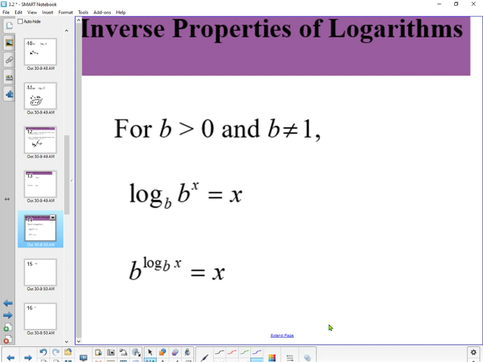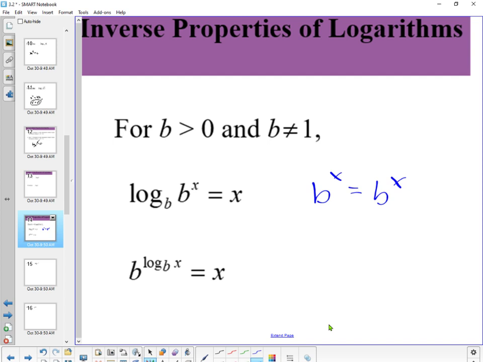If you can't just see that being opposites of each other, break it down. If this was a logarithm, what would my base be? If I was going to go back to exponential form, my base would be b, correct? What would my exponent be on this? X. And what would the answer be? B to the x.